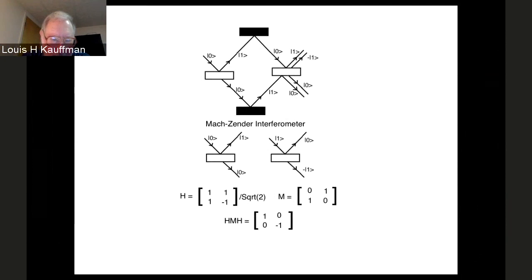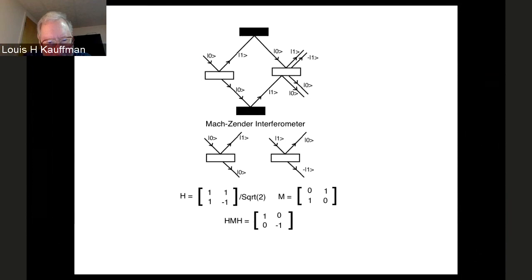And if a linear combination of 0 and 1 were to come into the black mirror, it would be reflected with the 0 turned into a 1 and the 1 turned into a 0. It is a linear transformation. And so, in fact, the black mirror is the matrix M below, 0, 1, 1, 0. It flips the bits, and it acts on linear combinations. It acts on qubits. Now, the other mirror is a half-silvered mirror.